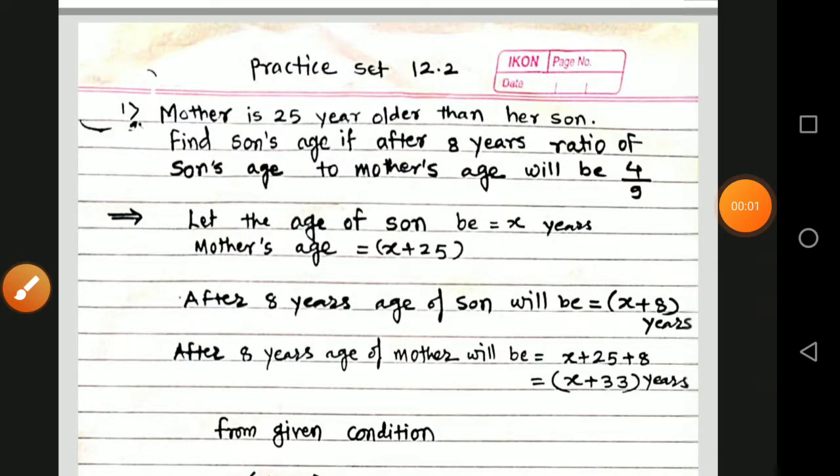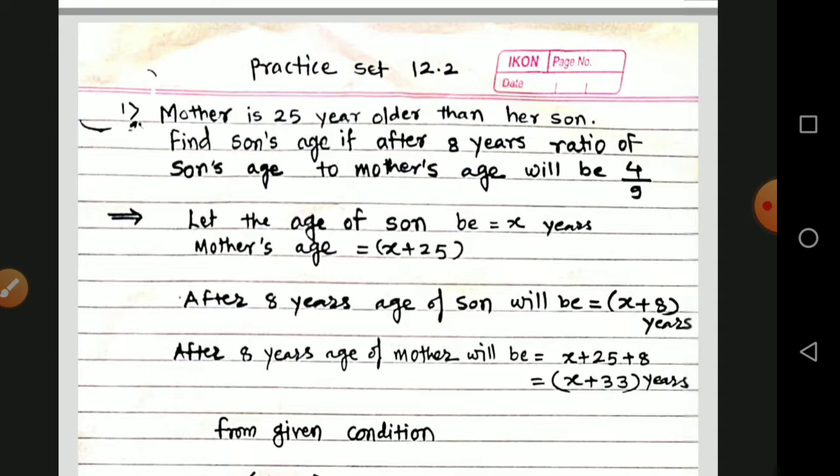Hello students, now we are learning about how to solve the word examples. Practice set 12.2. First example: mother is 25 years older than her son. Find son's age if after 8 years the ratio of son's age to mother's age will be 4 upon 9.